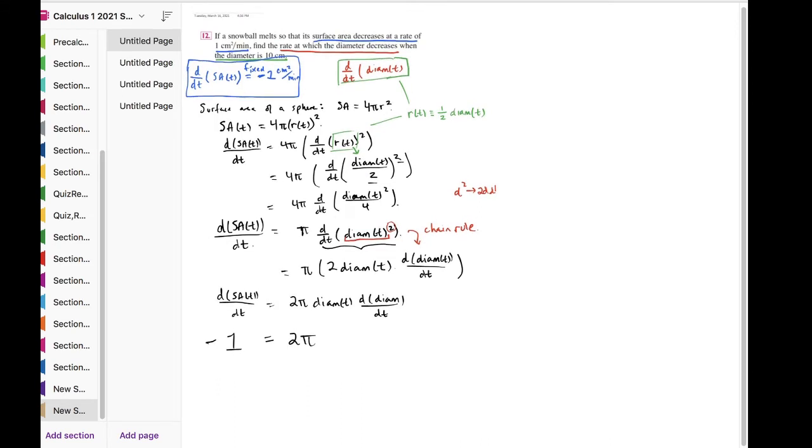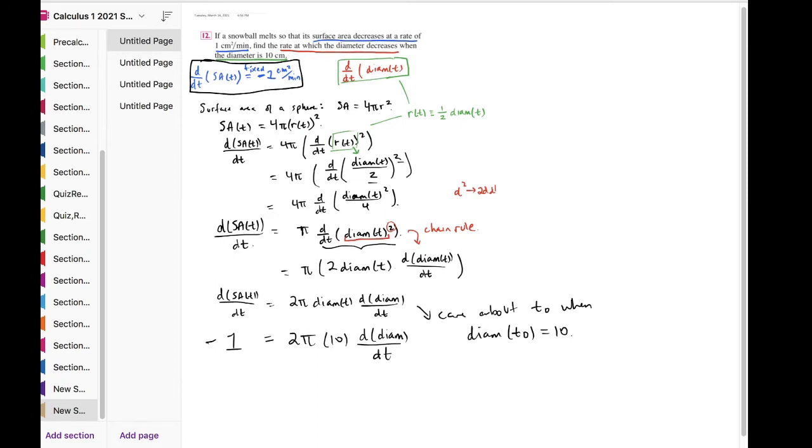Because right now, we don't know exactly what t is, but we care about the t where, oh, sorry, that's not minutes, it's centimeters. So when the diameter is 10 centimeters. So we don't know what that t is, but it doesn't matter. When the diameter is 10. Is that better? Do you see it's minutes or centimeters?